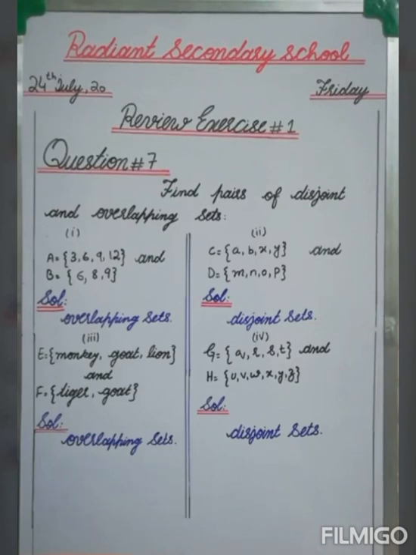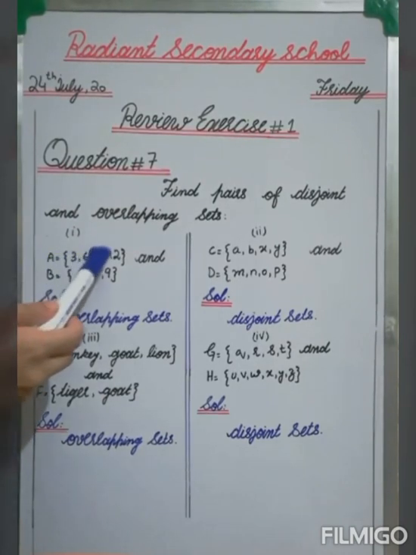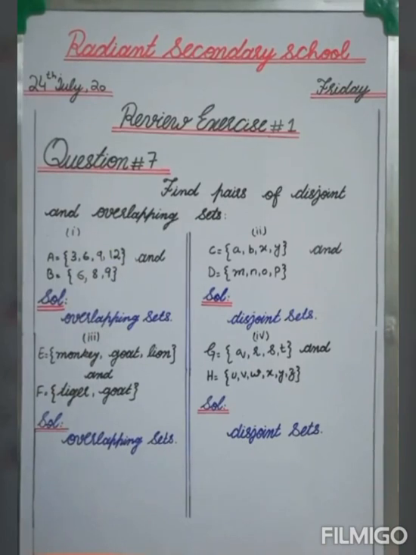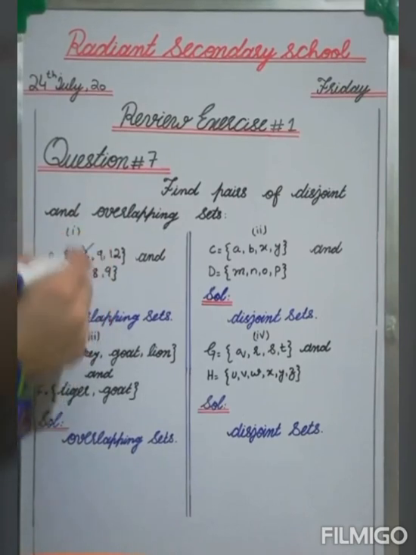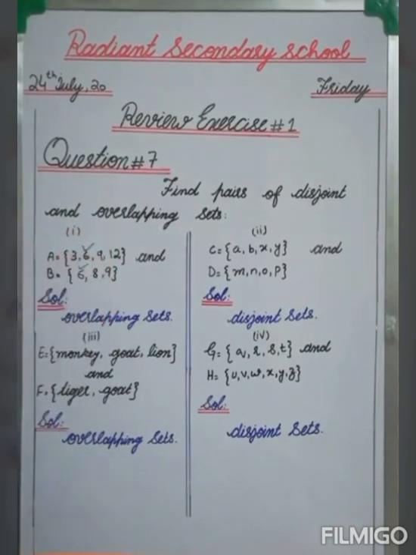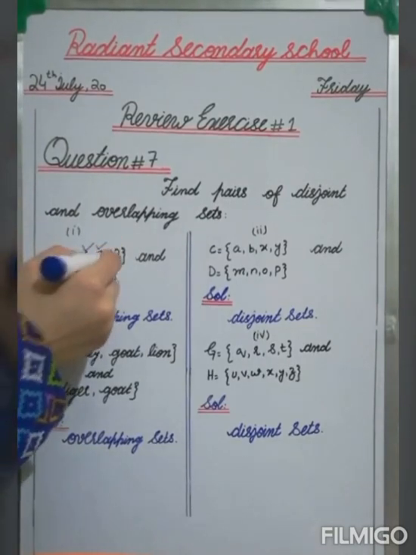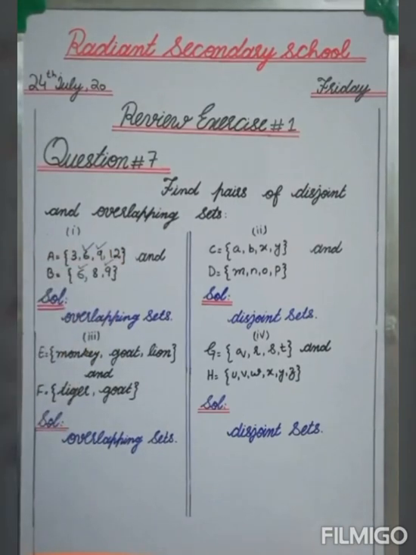Now come to part number 1. Two sets are given. The elements of set A are 3, 6, 9, 12 and the elements of set B are 6, 8, 9. Now we will identify whether the given sets are overlapping or disjoint. For that purpose, we will search out the common elements of sets A and B. You can see 6 is common. Yes, 6 is present in set A and 6 is also present in set B. 9 is common. Yes, 9 is present in set A and 9 is also present in set B.